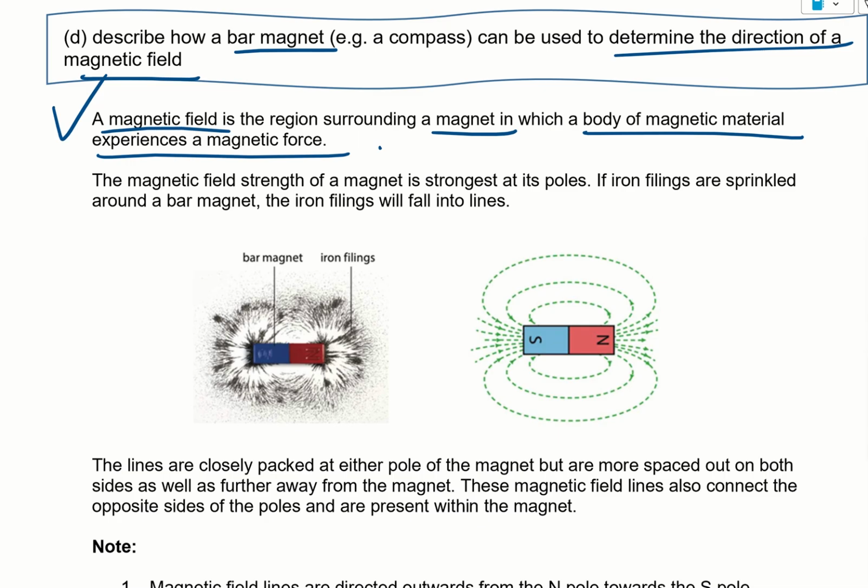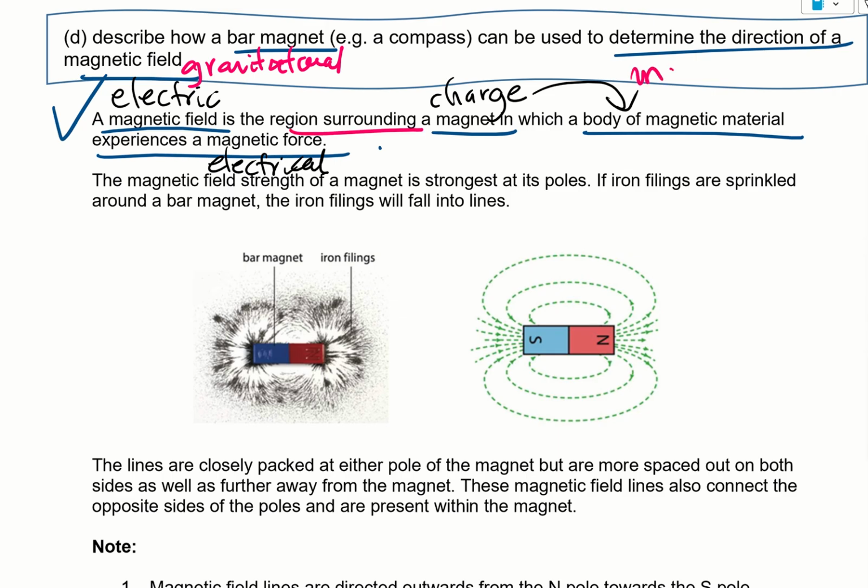We have also done electric field. What is an electric field? It's the region surrounding a charge, whereby a charge experiences an electrical force. Then we also have gravitational field. It's the region whereby a mass experiences a gravitational force. So we actually have three kinds of fields.